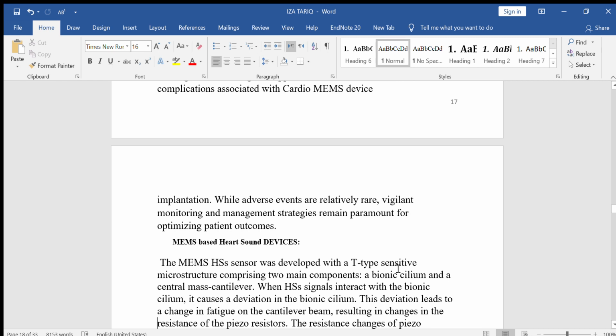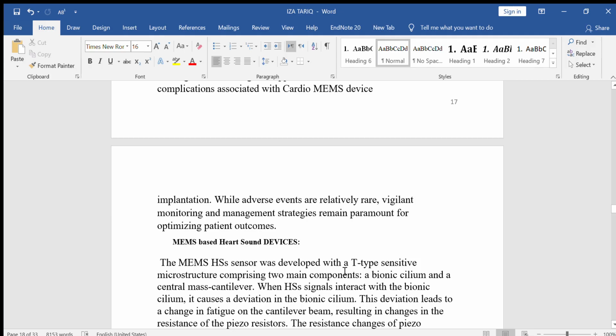Next, discussion is about microelectromechanical system based heart sound devices. It is widely used in heart sound devices. The MEMS heart sound sensors were developed with a T-type sensitive microstructure comprising two main components, a bionic cilium and a central mass cantilever.